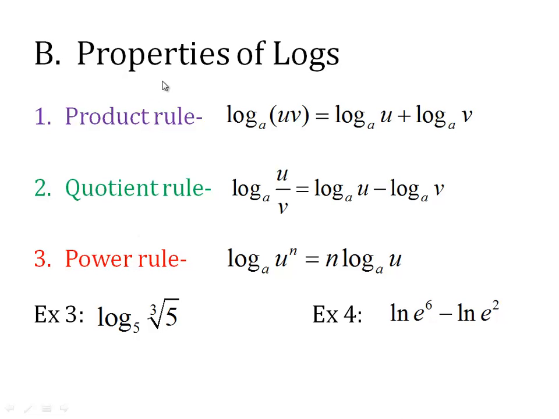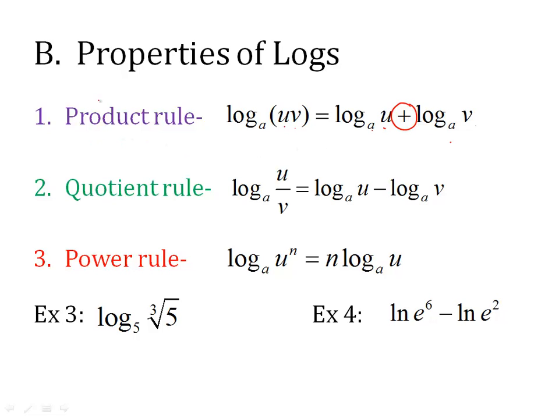Okay, properties of logarithms. Product rule. Product means you multiplied, right? So look, log base a of any two numbers multiplied, u times v, can be rewritten as the log base a of u plus the log base a of v. Notice the bases are the same. You just separate them out and then you add your results.